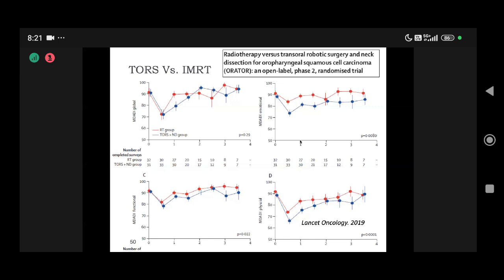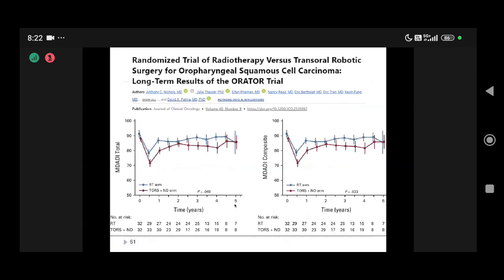Again, if you're talking about oropharyngeal cancers, you cannot do without discussing the ORATOR trial. This was the first randomized controlled phase 2 trial published for oropharyngeal cancers, where they tried to compare radiation with TORS. It has a lot of lacunae in the study, but I'll just briefly go over the results. They evaluated the functional outcomes of these patients using the MDADI scores. Immediately when they finished the study, there was a slight improvement in MDADI scores in the RT arm as compared to the transoral robotic surgery arm, but no statistically significant difference between the two. And when they evaluated these patients after 2 years, even this difference was not there. So both the arms did exactly the same.